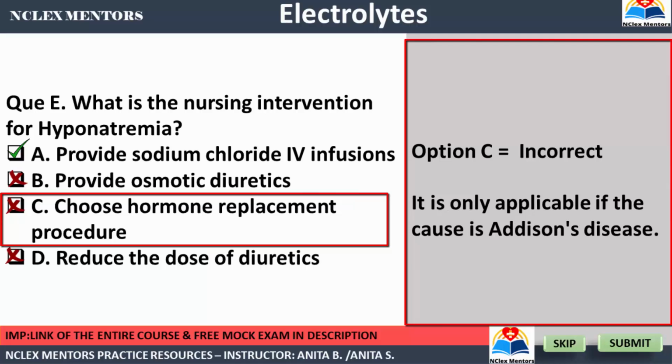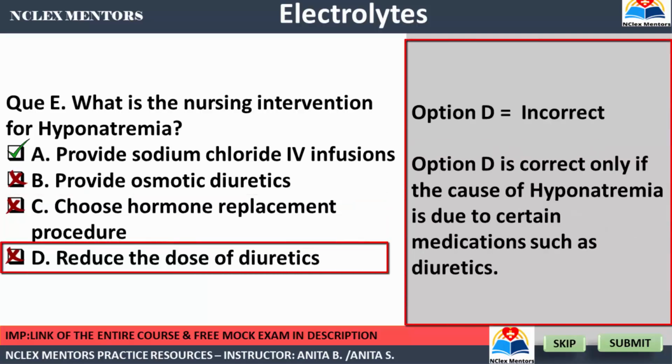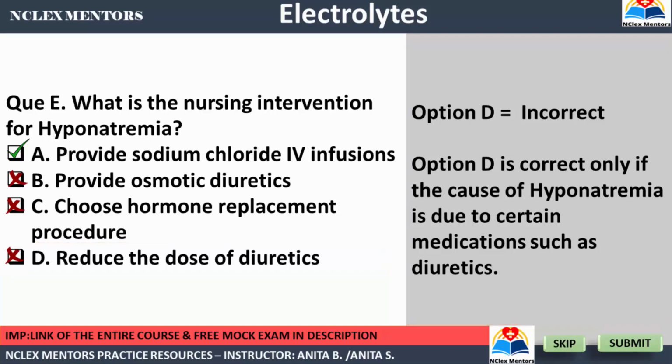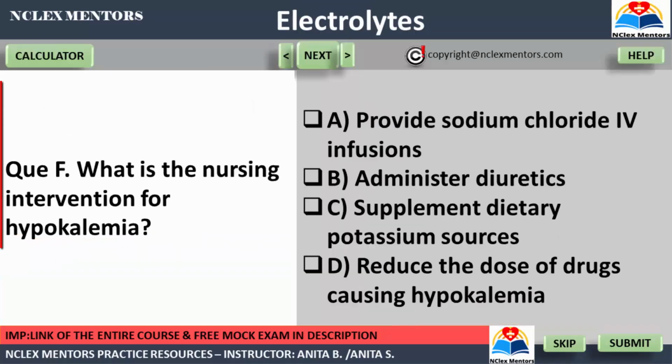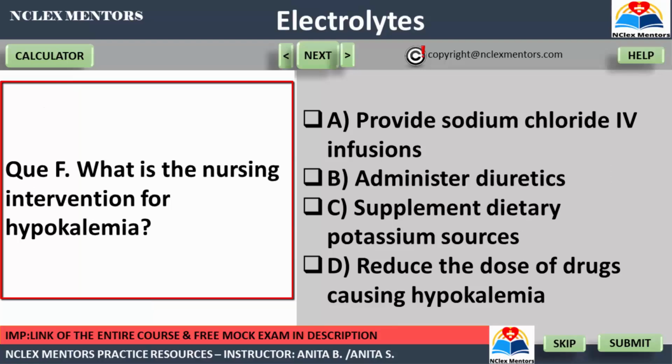Option C is incorrect as it is only applicable if the cause is Addison's disease. Option D is correct only if the cause of hyponatremia is due to certain medications, such as diuretics. Let us see another question for more practice. What is the nursing intervention for hypokalemia?